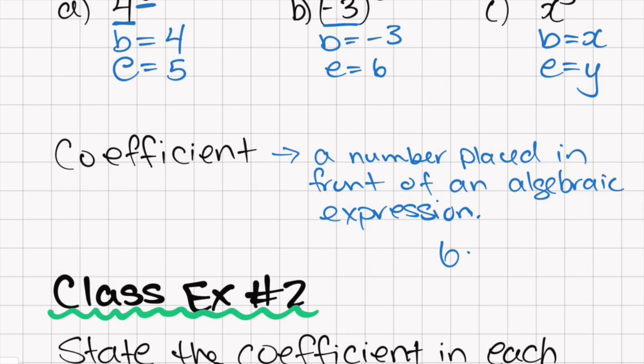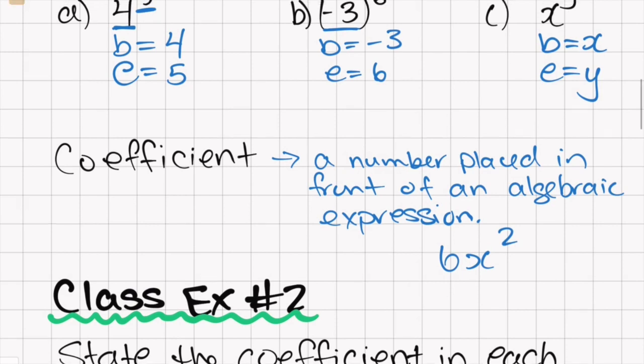All right, so let's talk about coefficients. Coefficients are a number placed in front of an algebraic expression. In this one that I've written here, 6 would be the coefficient. It's the one in front of the variable x. X would be our base, and 2 would be the exponent.